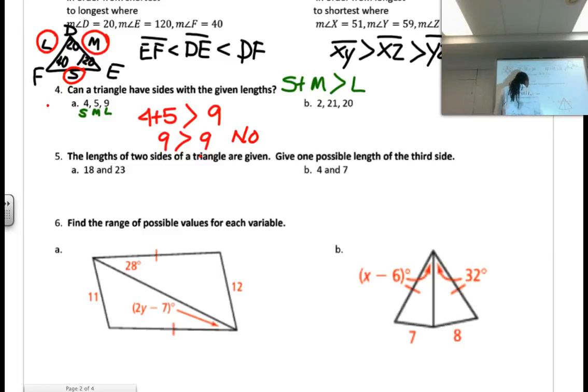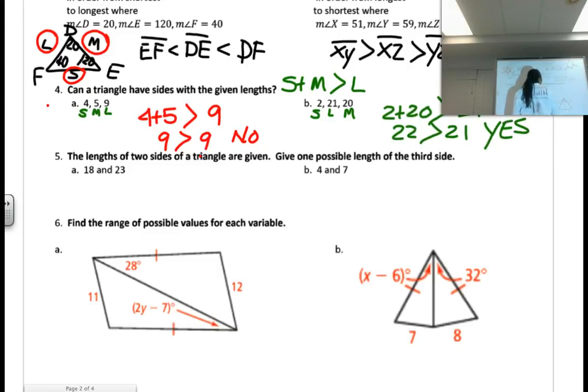Here we have 2, 21, and 20. So my small is 2, my medium is the 20, and my long is the 21. Be very careful that you always identify them. So when you put them into your inequality, 2 plus 20 has to be greater than 21. Is 22 greater than 21? Yes. So those 3 lengths will make a triangle.